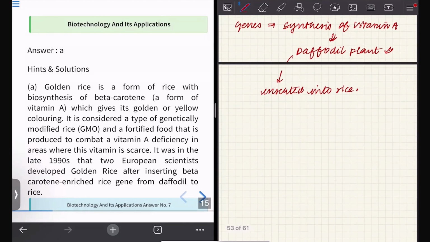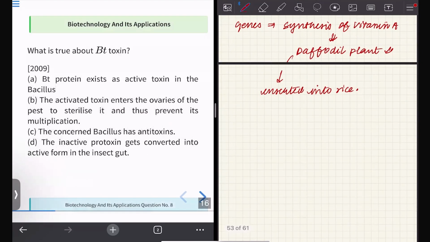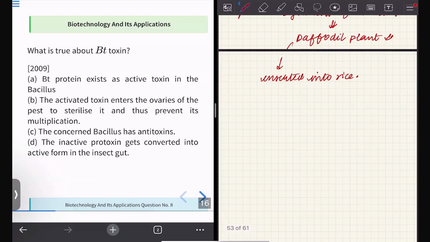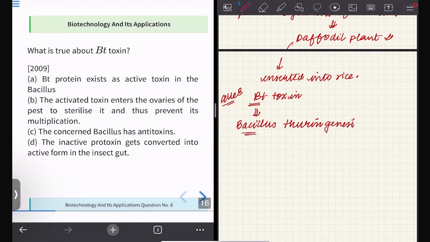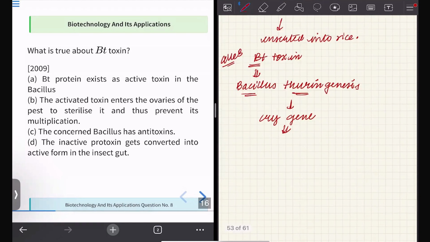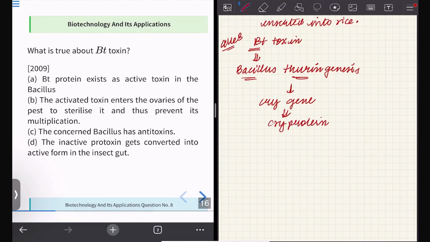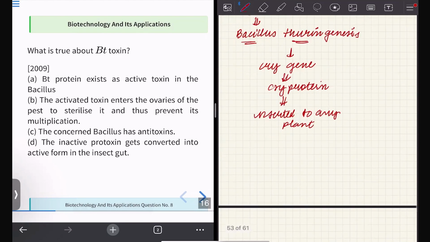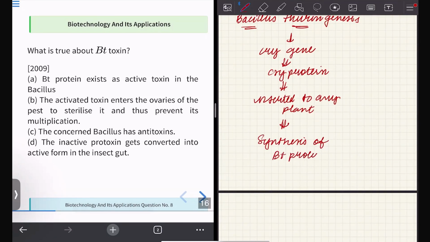Okay, so we have the next question. Which of the following is true about Bt toxin? Question number 8. We have Bt toxin. So Bt toxin is actually from the organism Bacillus thuringiensis. And this Bacillus thuringiensis contains a gene which is known as cry gene. This cry gene forms cry protein. So when this particular gene is inserted into any plant, there is a synthesis of Bt protein. But this Bt protein is in inactive form.